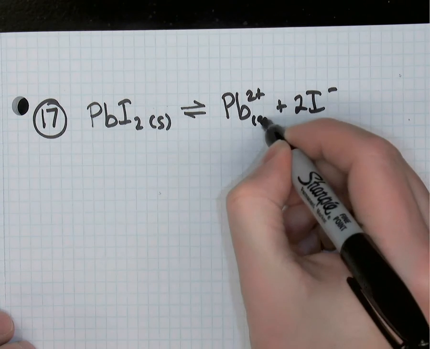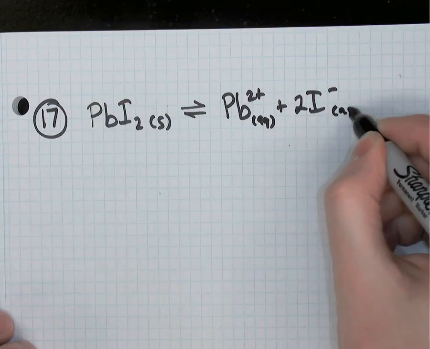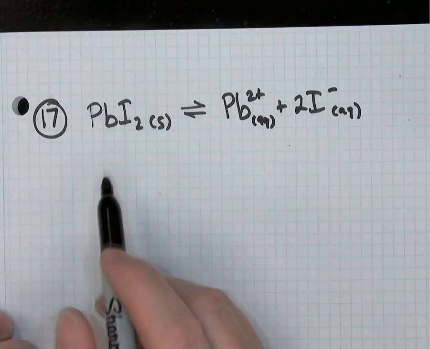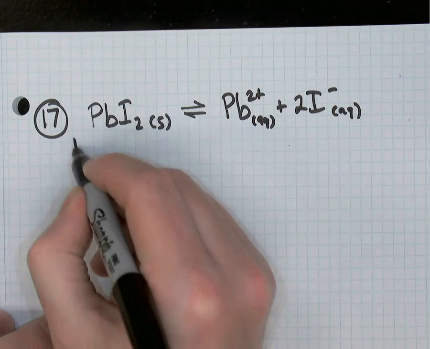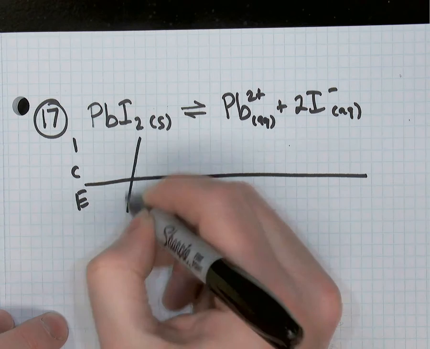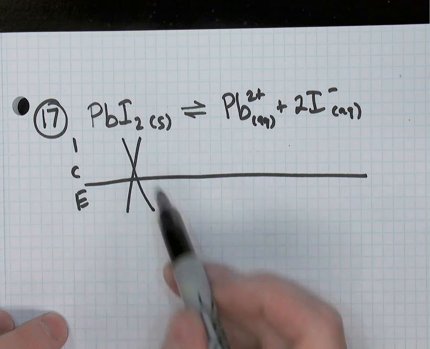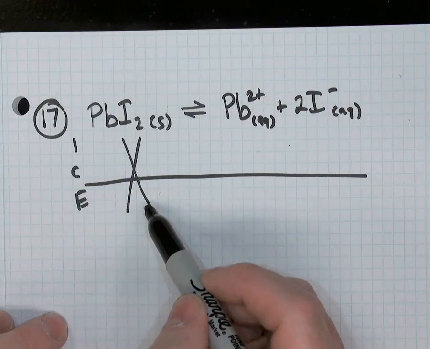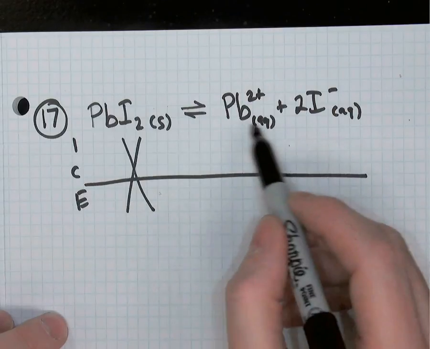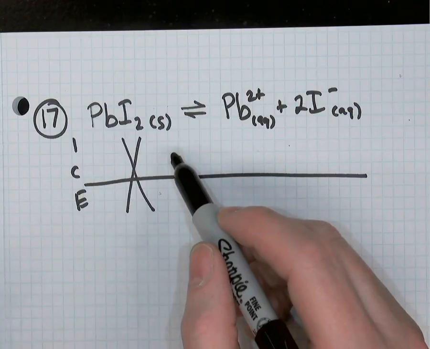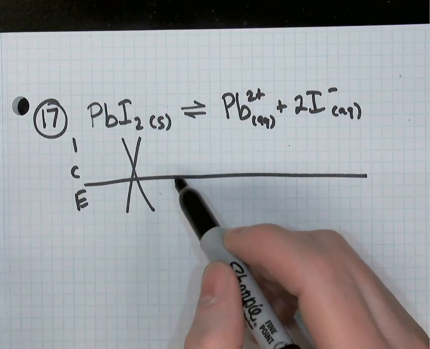The ions are dissolved in water, so they're aqueous, and the solid salt was on the left-hand side of that equation. We're going to set up a little ICE table underneath, as we do in most equilibrium problems. Because the PbI2 is a solid, we'll ignore it in the ICE table. We'll ask ourselves, what are we dissolving this lead iodide in to make the saturated solution? Well, the answer to that is we're dissolving it in water.